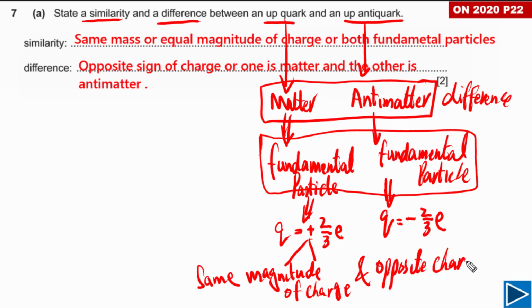If you are clear about this now, in future you can answer. So this is how we can answer this question. I hope it is clear. Let's move on to next.